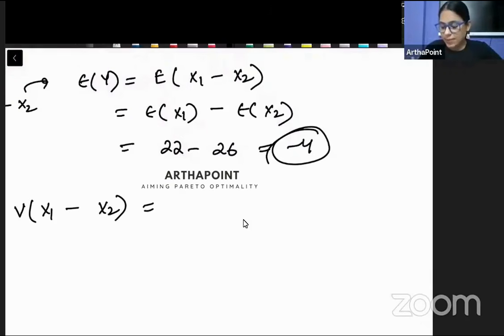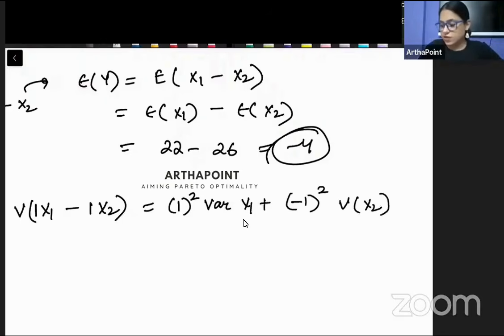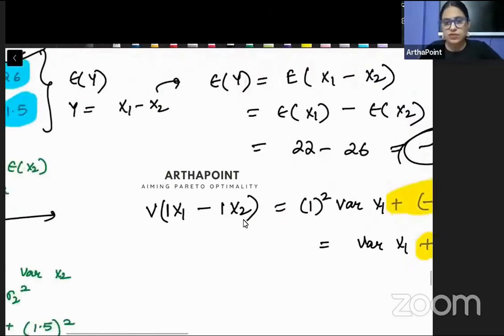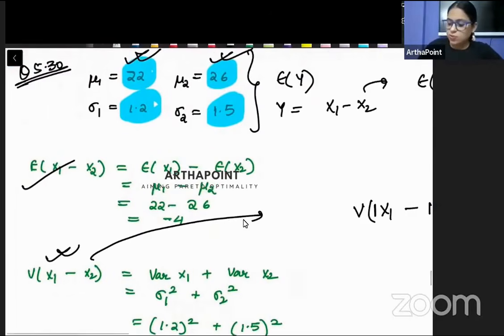what will it become? Here I will put 1 and 1, so a1 square variance of x1 plus a2 square variance of x2. Beta, this will be variance of x1 plus variance of x2. Here no child will put a negative sign. This will be plus variance of x2. So you can just put the value.